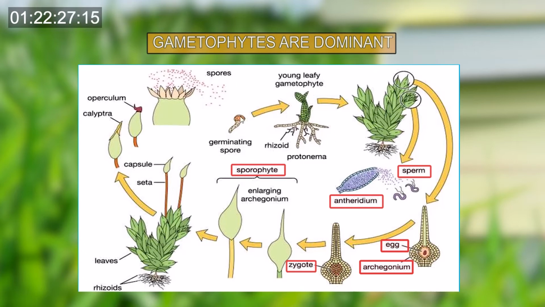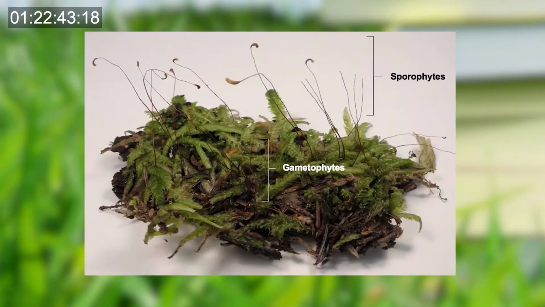Therefore, in this diagram we could see that since the gametophytes occupy a majority part of the life cycle of bryophytes, they are much more dominant than the sporophytic generation. Here also in this structure we can see certain gametophytic structures, and from here arise certain stalk-like structures which represent the sporophyte.